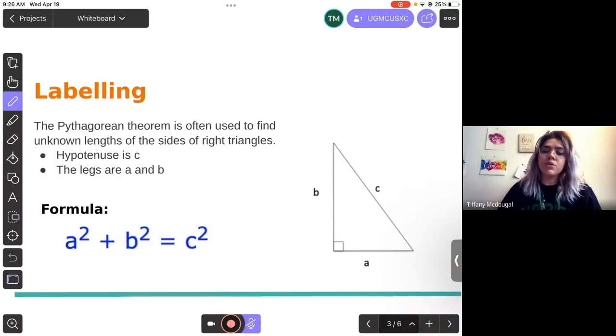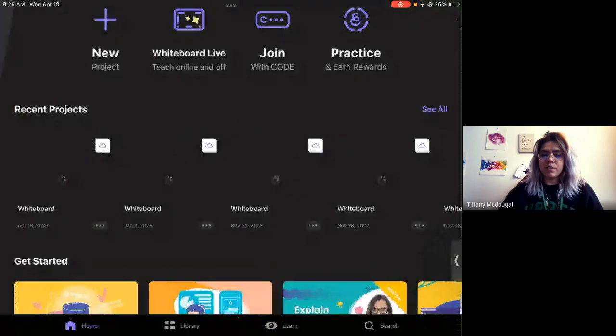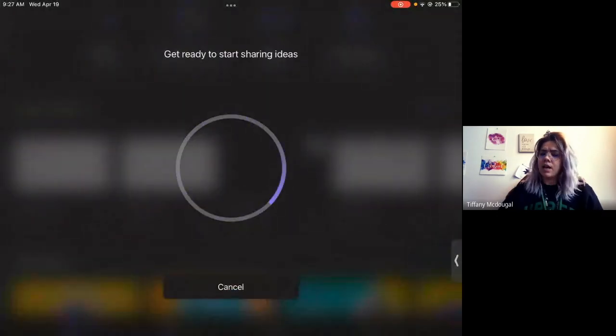Okay, so when it comes to doing Pythagorean theorem, the most important thing is that we want to make sure that we are labeling the sides as they should be. Now, A and B are always going to be the legs of a right triangle, and the hypotenuse is always going to be labeled as letter C. So we end up with this formula. A squared plus B squared is equal to C squared. And whenever we are looking at this formula, we're using it so that we can find a side.